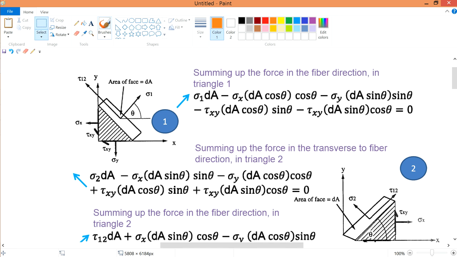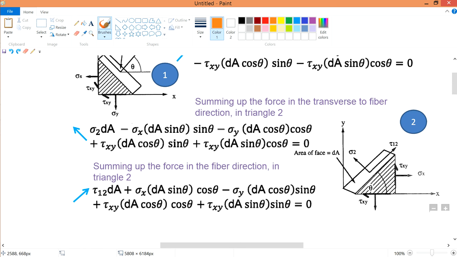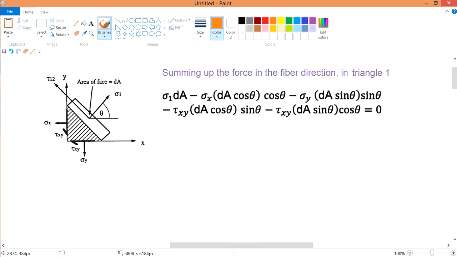Over here, this is the same diagram we have just discussed, but in a way that we're summing up the force in the fiber direction, in this direction. Why do we want to do that? I also don't know, so let's see what the result is, and eventually we may know something. Sigma 1 times dA is this plane, this is dA. So where does sigma 1 times dA come from?